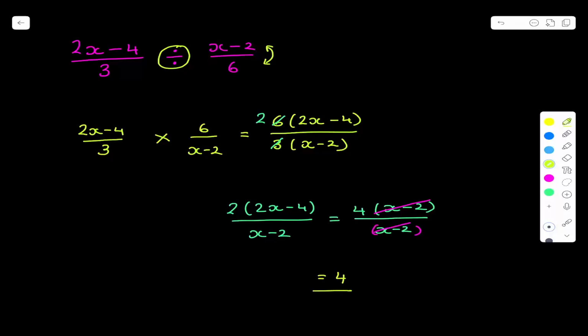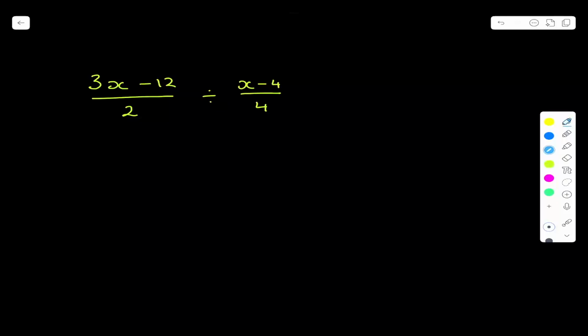Let's do one more. I'm going to give you one more to do, which is very similar, and you're going to give that a go. So say I have 3x take 12 all over 2 divided by x minus 4 on 4. So, do you want to pause the video, give this a bit of a go? Remember, you're going to flip this fraction around and change that to a times, and then you could do numerator times numerator, denominator times denominator.